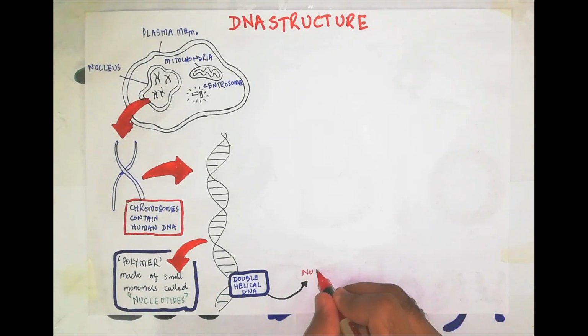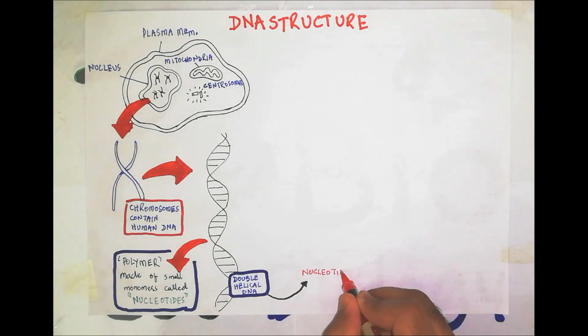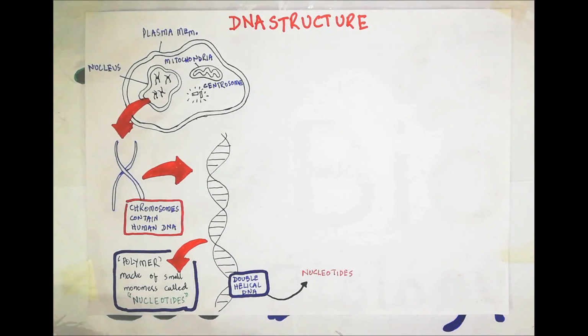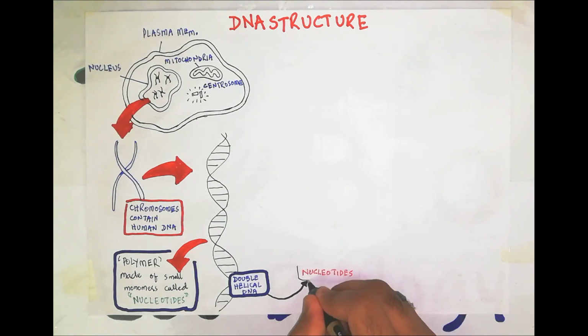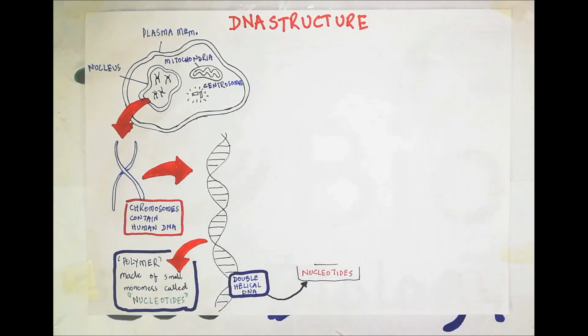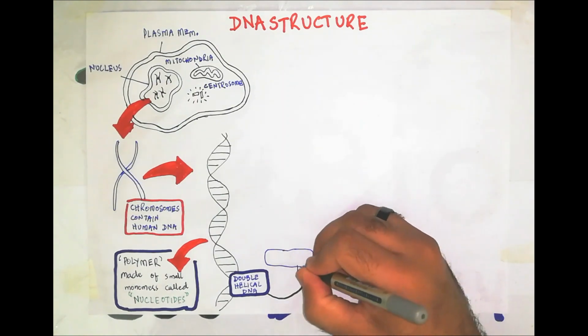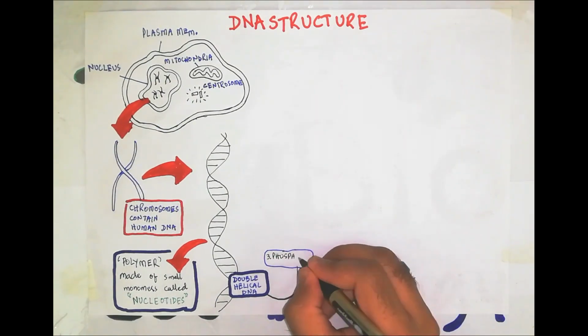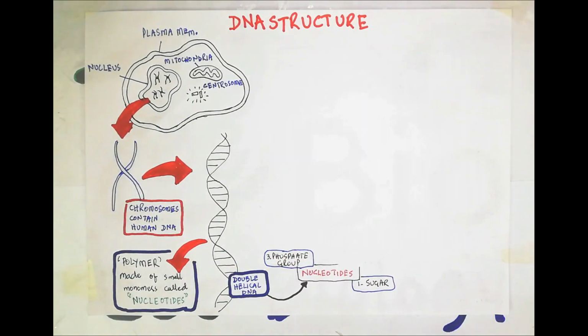So let us look at the basic component of a DNA. A single DNA has a lot of these nucleotides. Now let us see what a nucleotide is. A nucleotide consists of three things. These three things are a sugar, a phosphate, and a nitrogenous base.